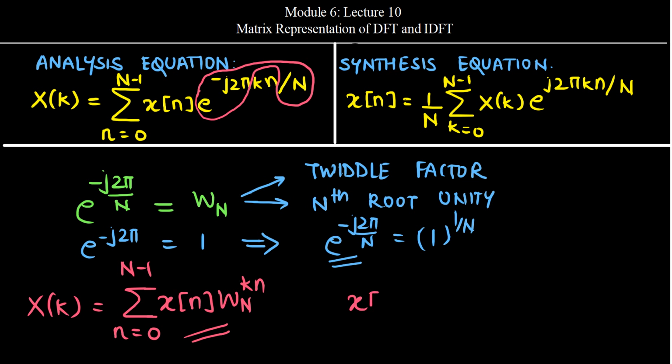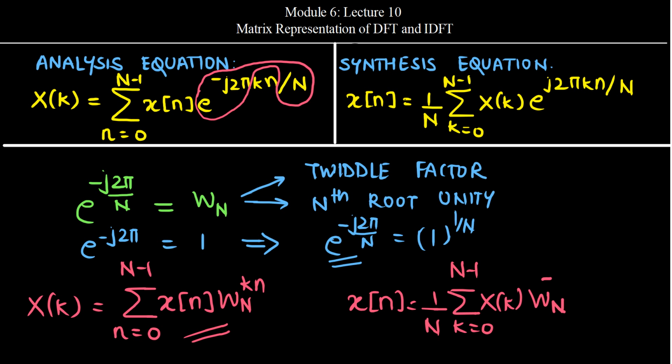Similarly, this x of n can be written as 1 by N summation k running from 0 to N minus 1 X of k. Now e to the power j 2 pi by N can be written as W_N to the power minus 1, raised to the power kn, so it can be written as 1 by N summation k running from 0 to N minus 1 X of k W_N to the power minus kn. So this is the synthesis equation, and the previous one is the analysis equation written using the Twiddle factor.